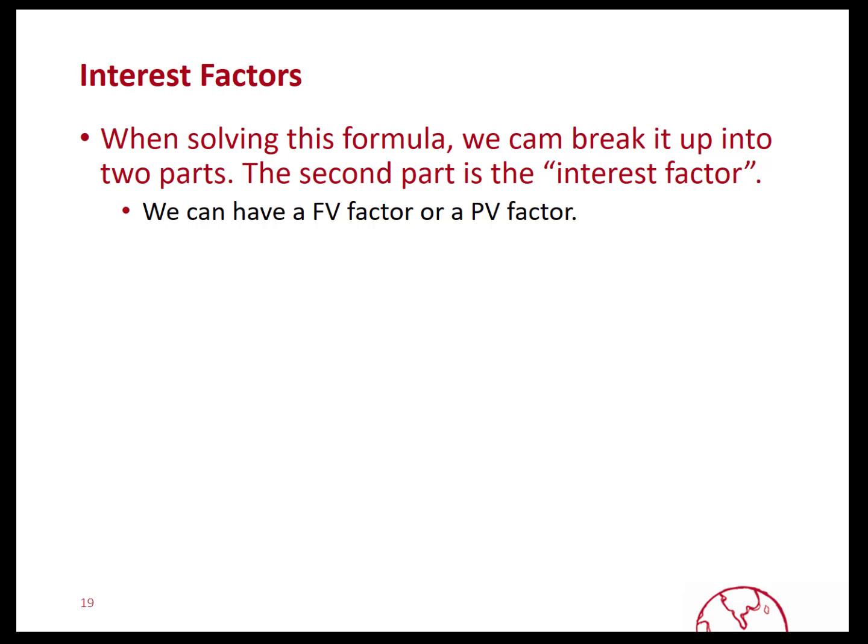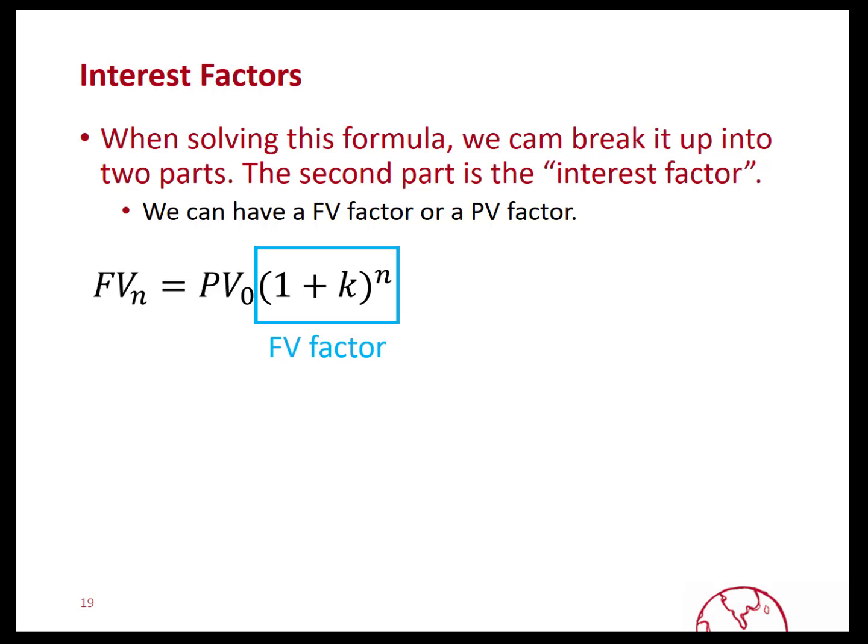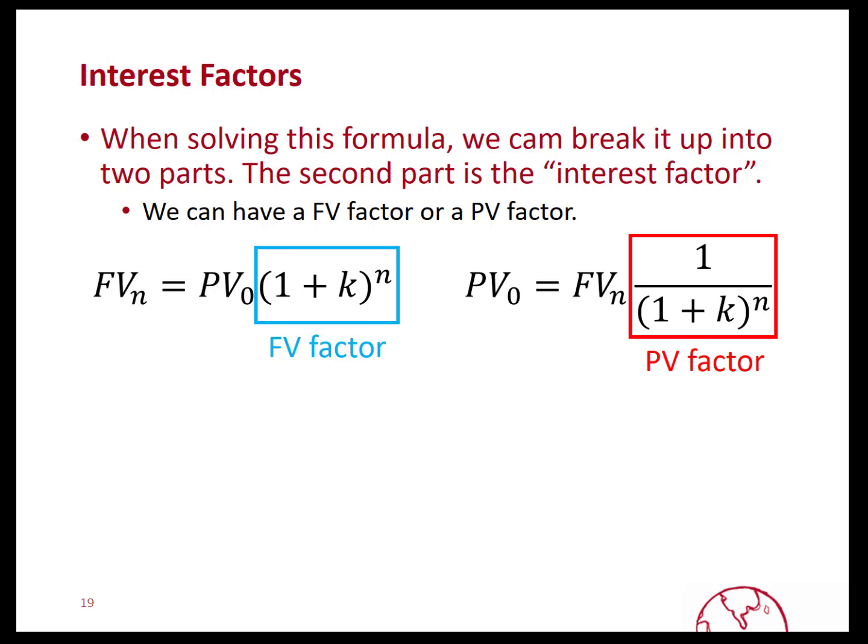Okay, so one way that you can solve this problem, you can break it down into 2 parts. And we're going to talk about the second part, which is called the interest factor. And we can have a future value interest factor or a present value interest factor. So let's take a look at this calculating the future value based on the present value. The factor, or the future value factor, is this second part, 1 plus the interest rate raised to the number of periods. Looking at the present value formula where we've just reversed it, the present value factor is 1 divided by 1 plus the interest rate raised to n number of periods.